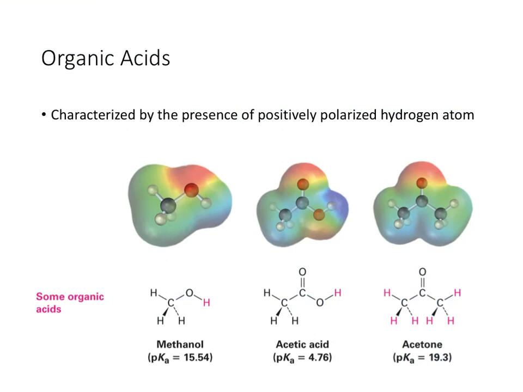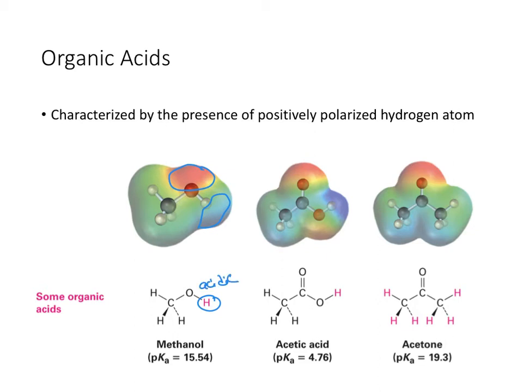With organic acids, they are characterized by the presence of a positively polarized hydrogen atom. So notice that here the hydrogen is attached to an oxygen atom, in that the oxygen is really pulling electron density away from the hydrogen, which is also shown by these electrostatic maps where the blue indicates a partial positive and red indicates a partial negative. So this H is electron deficient and it is acidic.